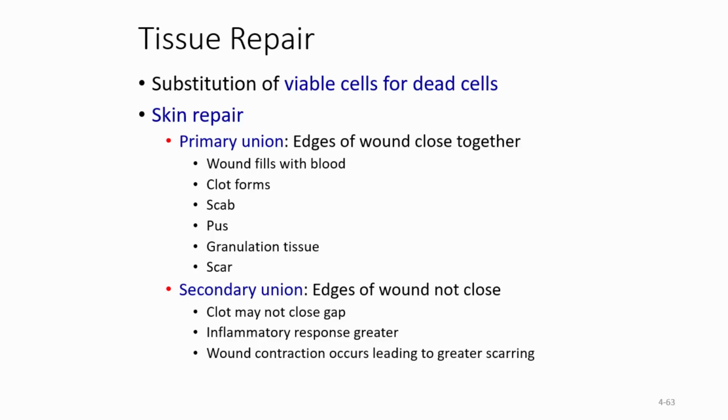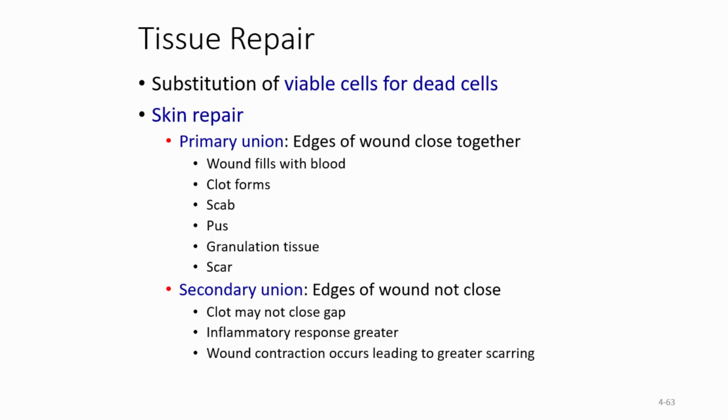The wound fills with blood. The clot forms. You develop a scab. You may get pus in there, especially if there's bacteria. Pus is an accumulation of the white blood cells that are trying to kill off that bacteria. Then we have what's called granulation tissue. Granulation tissue is where the fibroblasts come in and start to lay down the collagen fibers to repair that cut. And then, depending on how you heal, you may or may not develop a scar. Okay, scar is just kind of a random placement of collagen fibers.